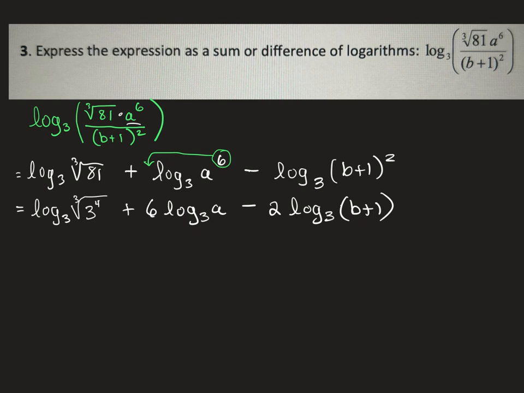Okay, back to that log base 3 of the cube root of 3 to the 4. We can write the cube root of 3 to the 4 as a power. A radical is the same as a fractional exponent, and what root it is goes to the bottom of that fraction. So it would be 3 to the 4/3, plus all of this is the same.